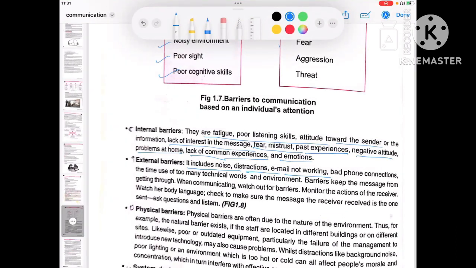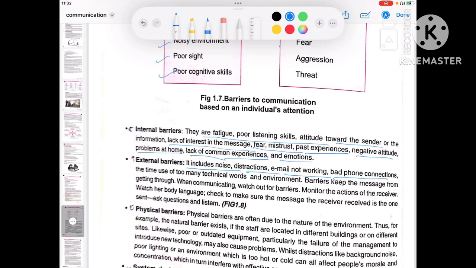If the email is not working, the message won't come. For example, they are sending a request to refer the patient from the ICU to the ward. They send the email through the system, but the email is not working. So what will happen? The communication won't be effective. It's a barrier. Also, with bad phone connections, they call and it's not picked up, so the communication is not there. These are the barriers of communication.